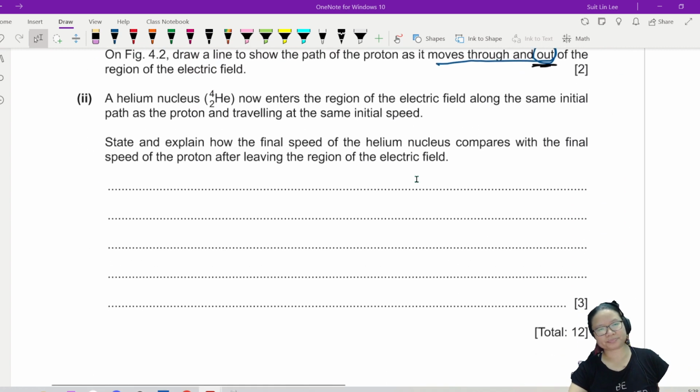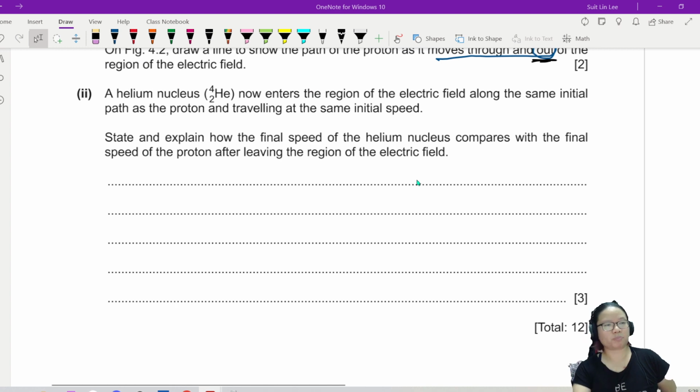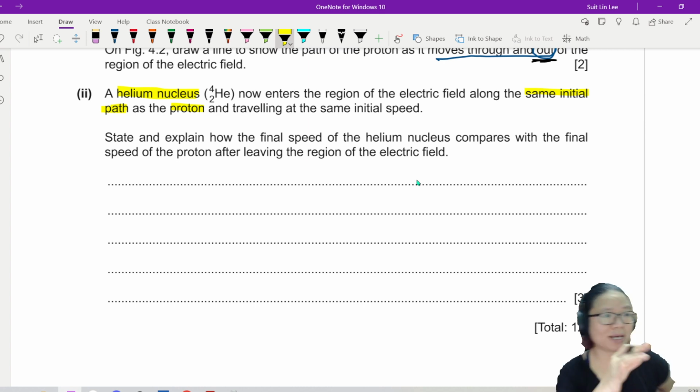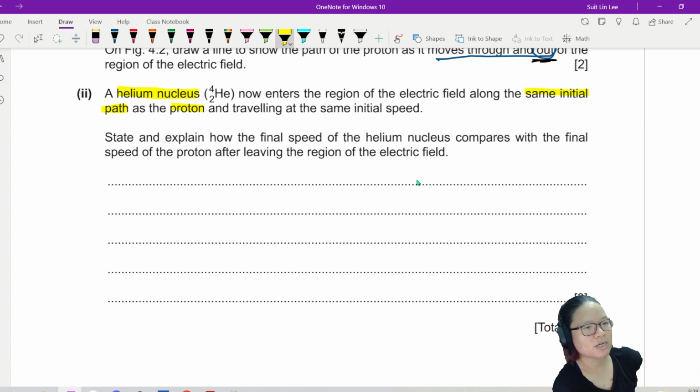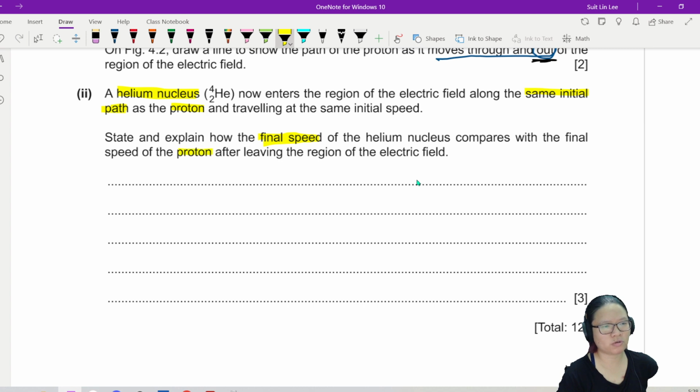Okay, part 2. We are now going to replace the proton with something new. And something new here is a helium nucleus, with the same initial position as the proton and traveling with the same initial speed. So this means everything is the same. The only difference is I replace the proton with a helium. Explain how the final speed of the helium nucleus compares to the final speed of the proton after leaving the region of electric field.